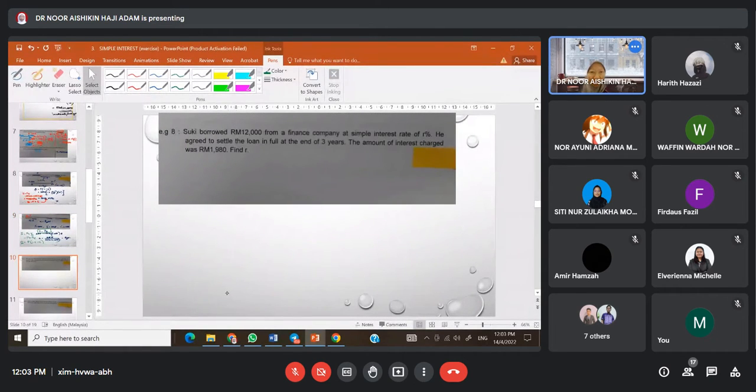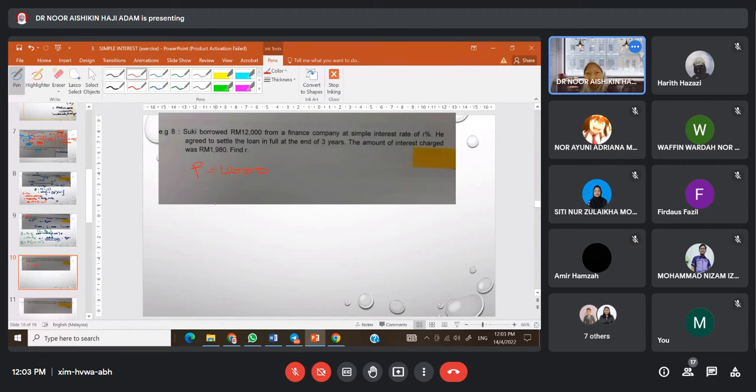Okay, what about this one? Have you done this? You want the amount of interest charge. Oh, no. You want to find R, given that the amount of interest charge was 1980. Okay, first of all, what is that 12,000 ringgit? That is the principal, the amount borrowed or the amount invested. That should be the principal, the original amount borrowed or invested. In this case, P equals 12,000.